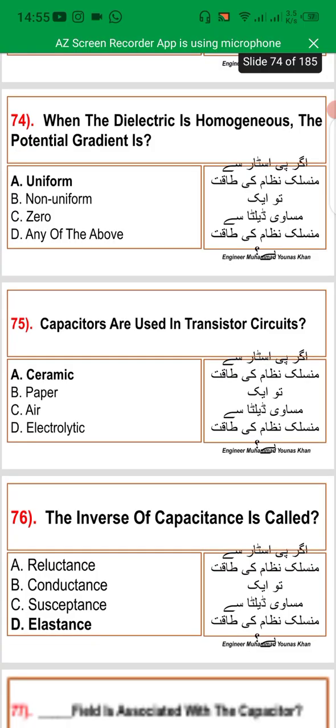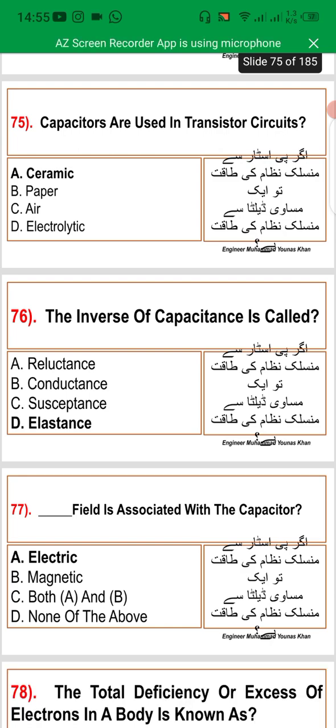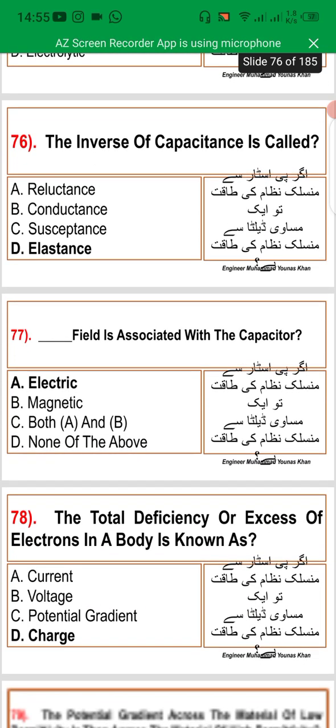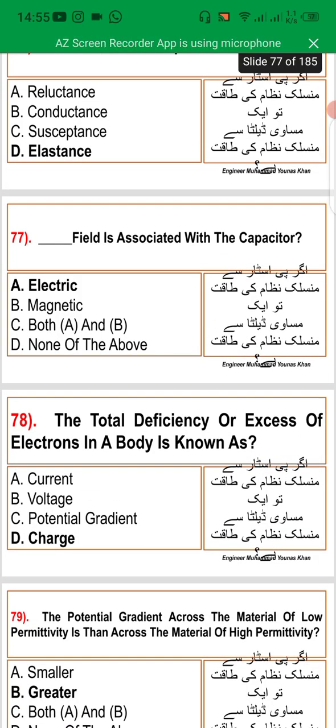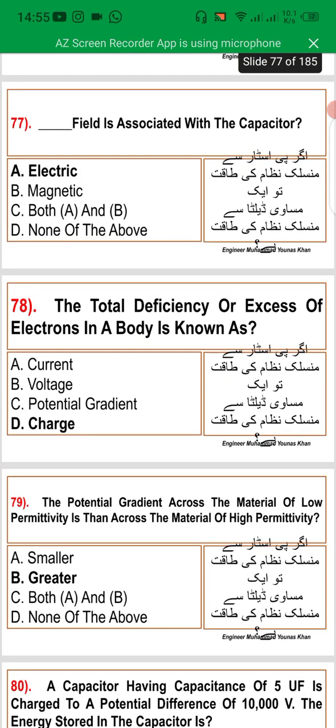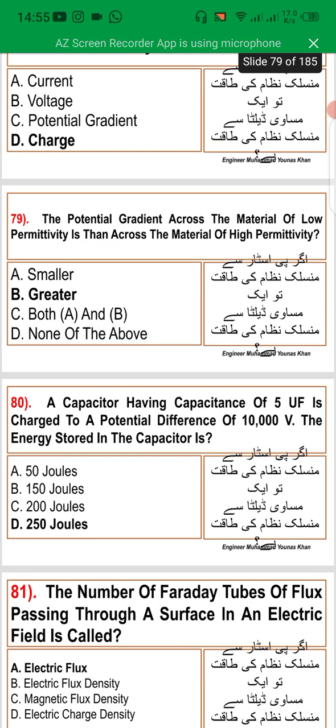When the dielectric is homogeneous, the potential gradient is uniform. Capacitors used in transistor circuits are ceramic. The inverse of capacitance is called elastance. Electric field is associated with the capacitor. The total deficiency or excess of electrons in a body is known as charge. The potential gradient across the material of low permittivity is greater than across the material of high permittivity.